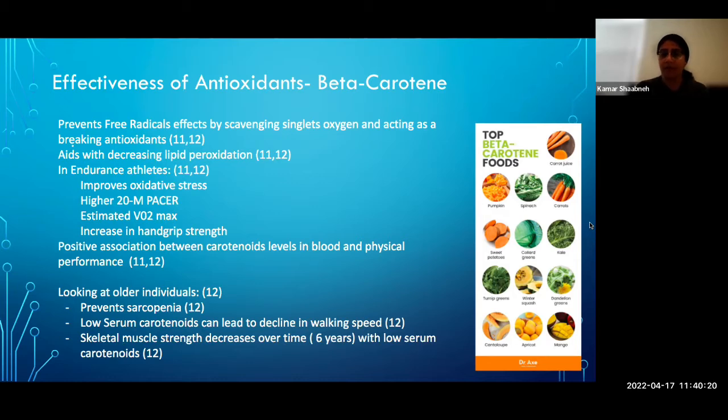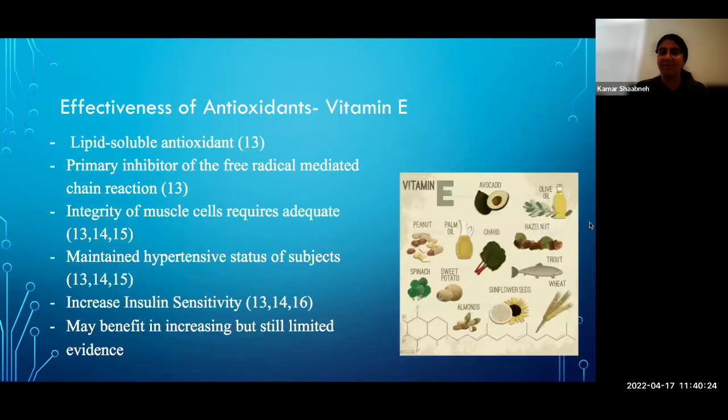So the next antioxidant that we're going to be looking at is vitamin E. So as Tristan explained, vitamin E is a lipid-soluble antioxidant, so it's going to be involved in the lipid membranes. It is the primary inhibitor of free radical mediated chain reaction. So vitamin E's main role is to be an antioxidant. It is the one that will get the free radicals and reduce them, not leading to cell damage.